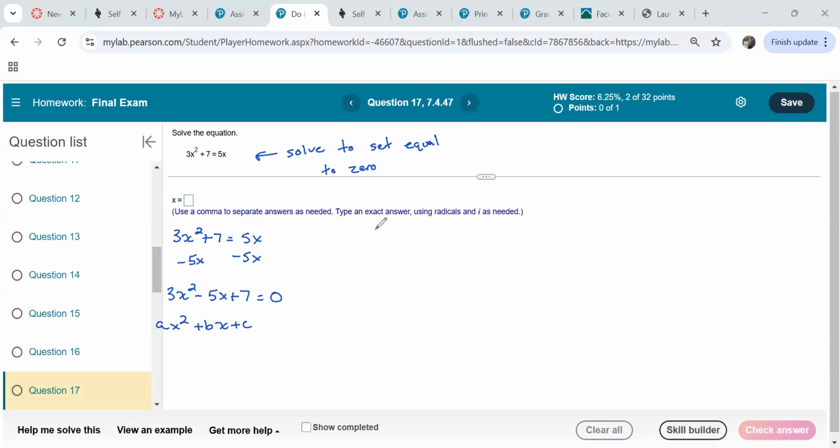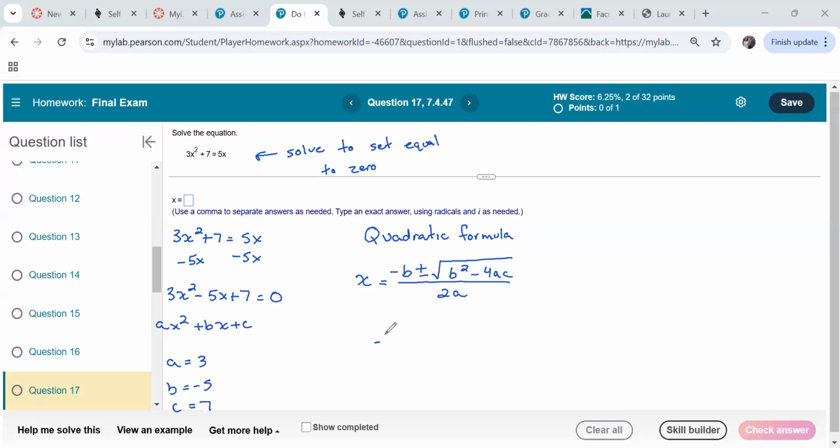So here I can use quadratic formula to solve. The quadratic formula is x is equal to negative b plus or minus the square root of b squared minus 4ac divided by 2a. So when we have this lined up over here, our a is going to be 3, our b is going to be negative 5, and our c is going to be 7. We just fill it in here.